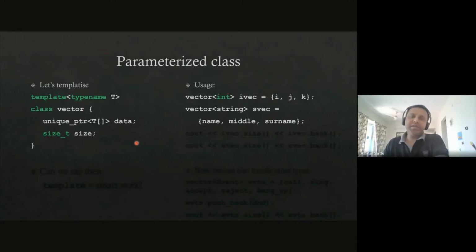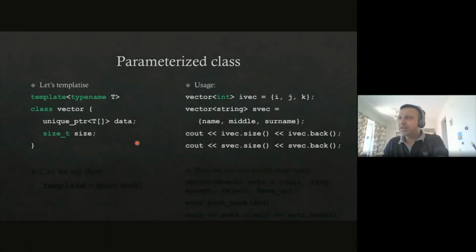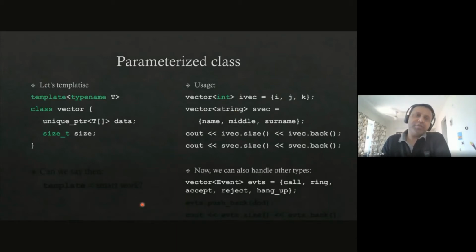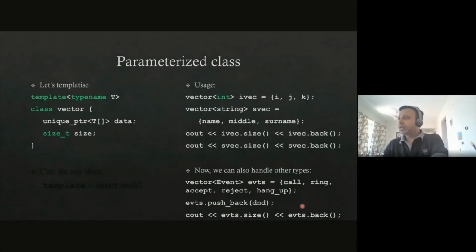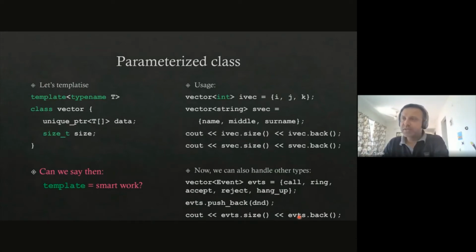Okay, this is what the standard library provides, and I guess we all have a fair understanding of this. They both look just the same, and this is still a vector of int, and this is still a vector of strings. And not only that, you can now also have vector of events, which is your custom data type, and you can just use it normally like you would use any of these other data types. Okay, events.push_back, events.size, events.back. You are able to use all of that. So template is smart work. Go for it.